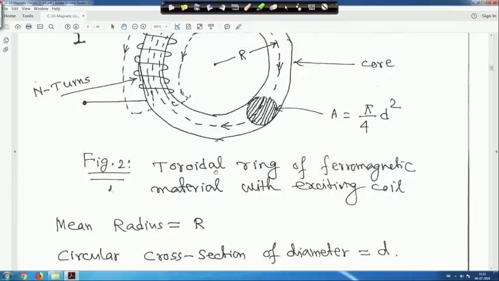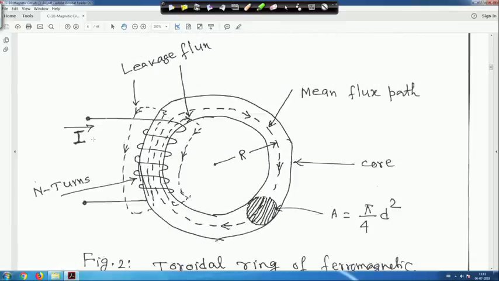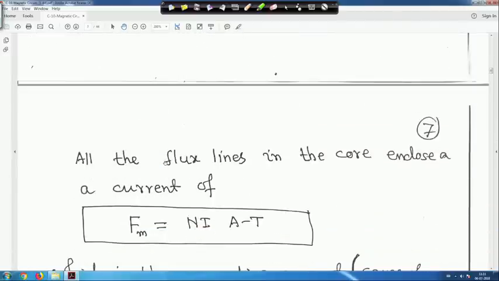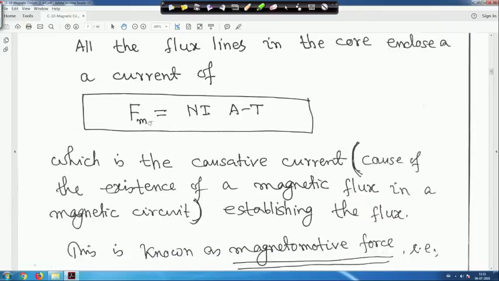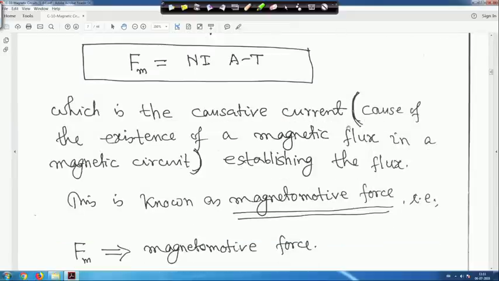Here the number of turns is n and the current is I. So your magnetizing force, or sometimes MMF, is Fm equal to Ni ampere turns, because I is in amperes and n is turns, so its unit is ampere turn. Now which is the causative current? I told you, the causative current is the cause of the existence of a magnetic flux in a magnetic circuit. That is why we call it the causative current. Establishing this flux, this is known as magnetomotive force, or MMF.